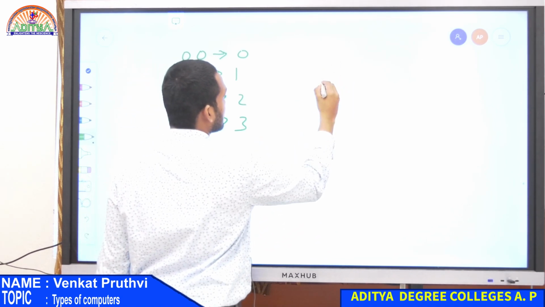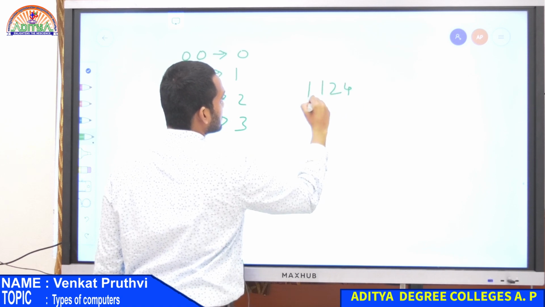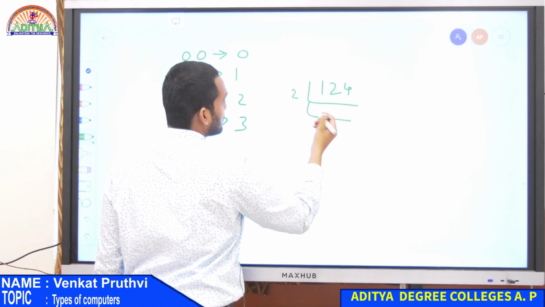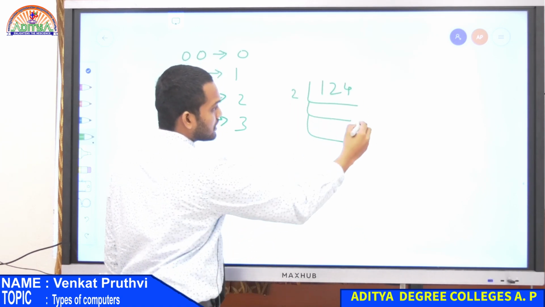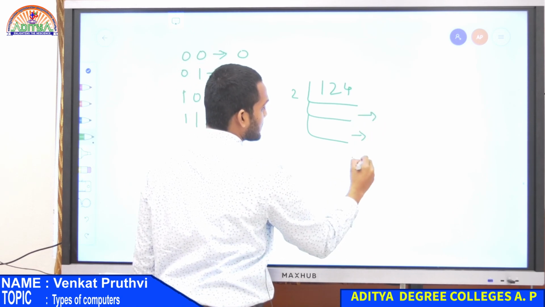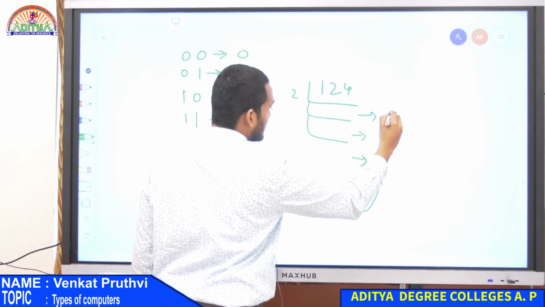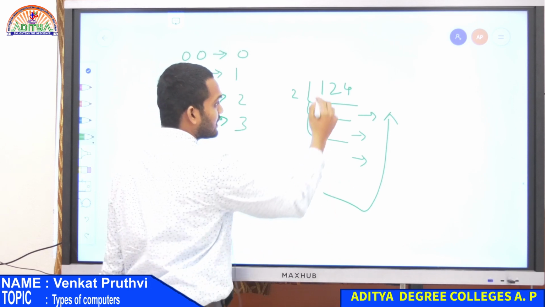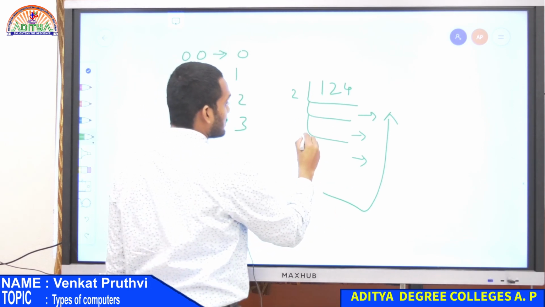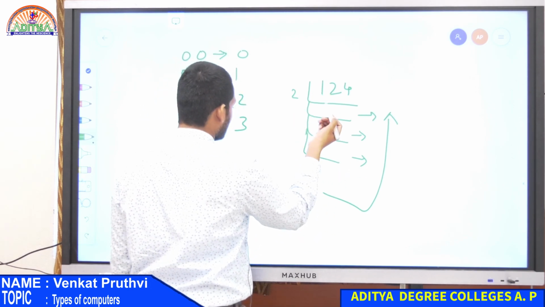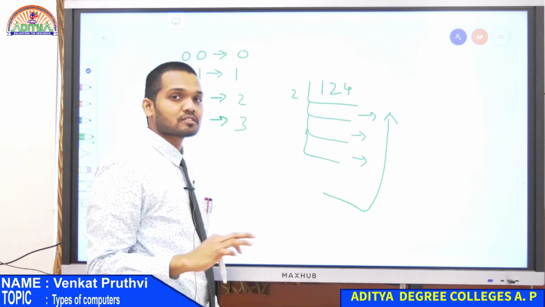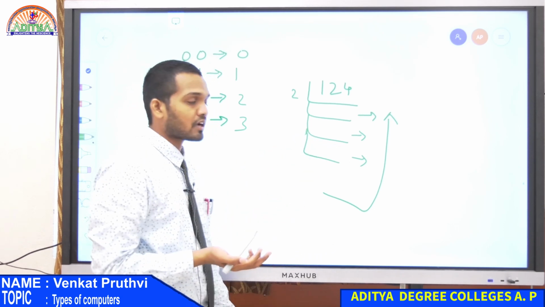You can consider 124 and just divide it by 2 and check out what the value will be. Based on the remainders that you get over here, you can start from here and go till the top and find out the binary number. If you want, we can calculate it now. Otherwise, you can take it as an example or an activity.